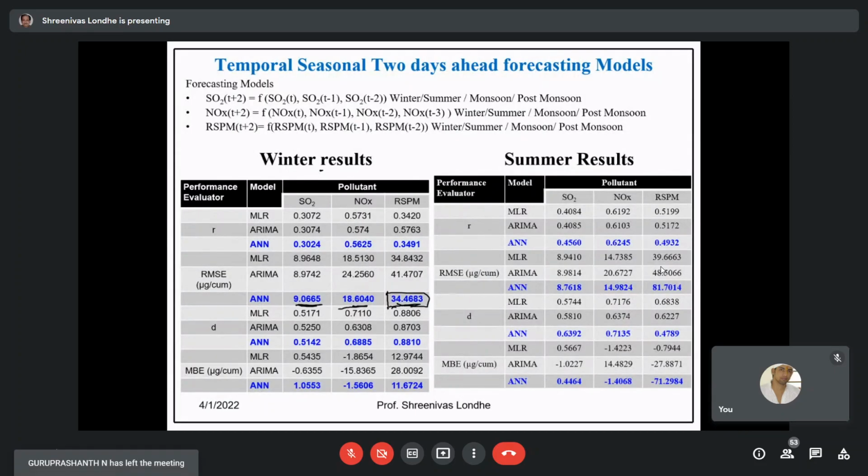Now, you would say that okay, R is 0.3 or 0.56, isn't it less? Yes, it's very much less, but we also have to pay attention that these are the results for 2 day ahead, and this is a natural process. Okay, so these results are also quite good. It gives us a lot of confidence for further research.